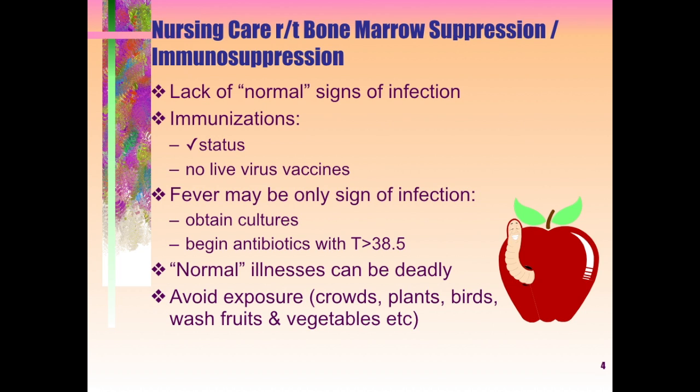Keeping in mind that these children do not exhibit the normal signs and symptoms of infection, do know that they will get a fever, and that might be the only sign. So we have standing orders that if they have a temperature that's over 100.5, we are to obtain cultures, and our typical cultures are going to be blood cultures and urine cultures. And then if the temperature is over 38.5, which is about 101, a little more than 101 degrees, then we're going to initiate antibiotics.